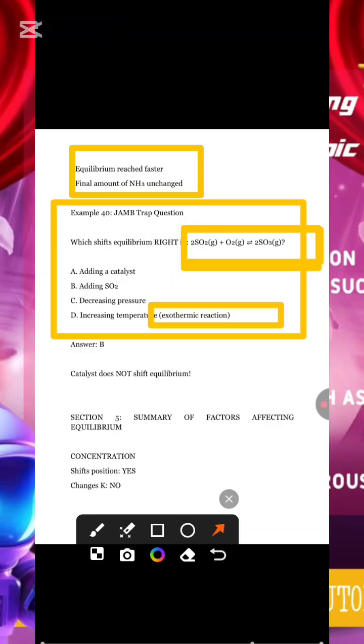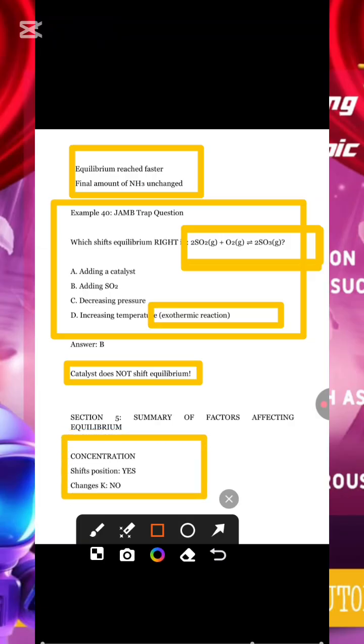Now take notes. Take notes. Catalysts do not shift equilibrium. I'm saying this again now. The summary of everything is seen in section 5. Take note that concentration can shift the position of equilibrium, but it cannot change the value for K. It cannot change the value for K.